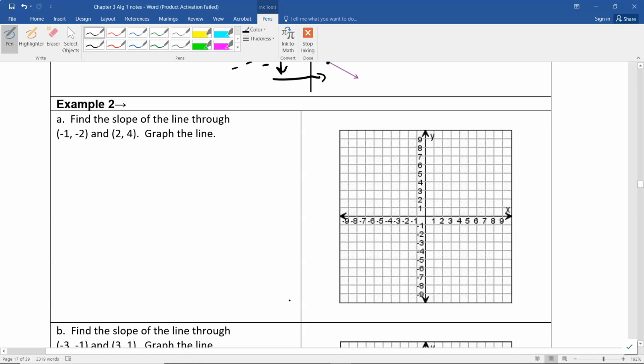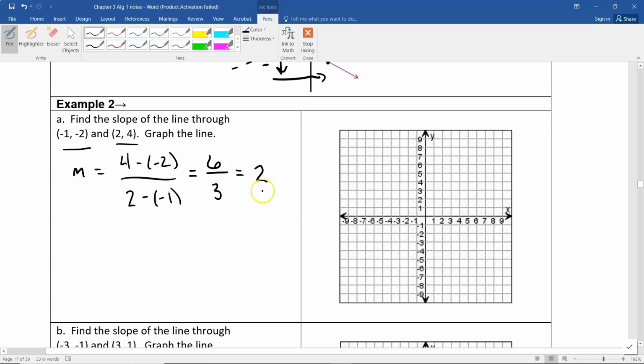So in example 2, we want to find the slope of the line through these points, and then we also want to graph the line. So first, let's go ahead and find the slope. Here we're going to do 4 minus negative 2, and we're going to do 2 minus negative 1. So then here we get 6 divided by 3. Now again, I do want to emphasize that it's up to you which one you choose as your first or second coordinate. Just keep those labels consistent.